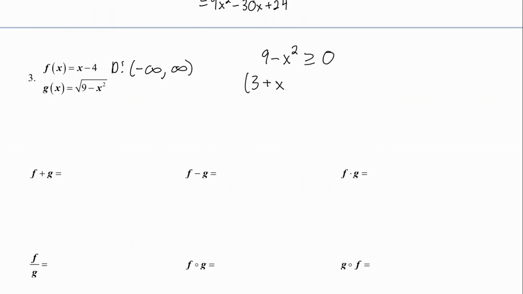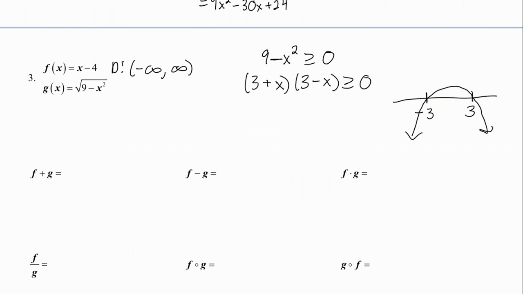So we do 3 plus x, 3 minus x, and we need that to be greater than or equal to 0. So we can think about this kind of graphically. This would be a parabola that opens down. Its zeros would be negative 3 and positive 3. We know it's opening down because of the negative in front of the x squared.